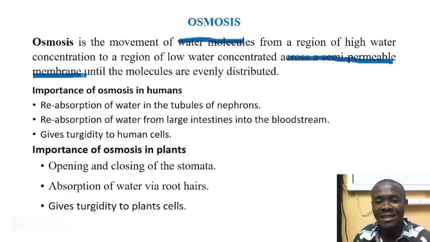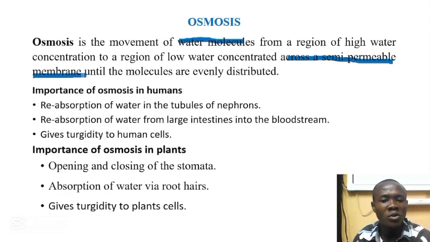In certain cases, we may have a lot of water in the collecting duct. So what has to happen? It has to be reabsorbed into the blood. We don't want to lose excess water. So the reabsorption of water in the tubules of the nephron is one importance of osmosis, to avoid the loss of excess water through urine.